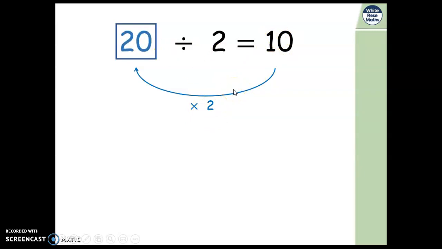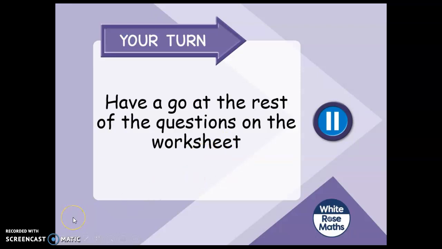So this is why it's so important to know our times tables, because this can really help. Division can seem really difficult, but if you know your times tables really well, then you can use the numbers that you've got in the sentence to work out that missing number. Have a go at the rest of the questions on the worksheet now, please.